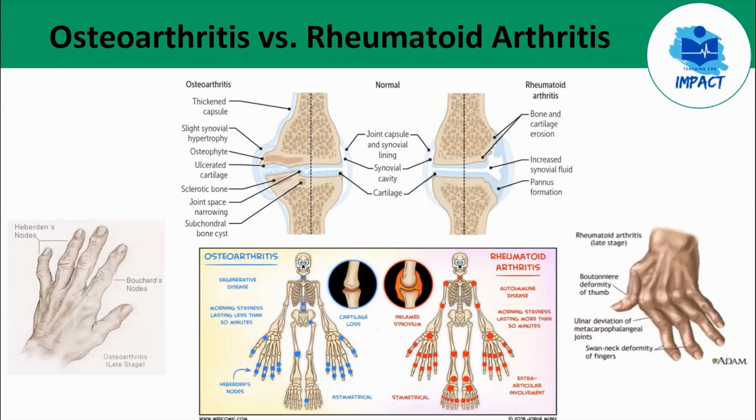In the hands, osteoarthritis can involve the DIP joints. You can see on the image on the left, they manifest as Heberden's nodes, which are just osteophytes growing at the DIP joint. Osteoarthritis can affect the PIP joints, forming Bouchard's nodes. And it can also involve the first CMC joint. But osteoarthritis usually doesn't affect the MCP joints, which are the knuckles here.